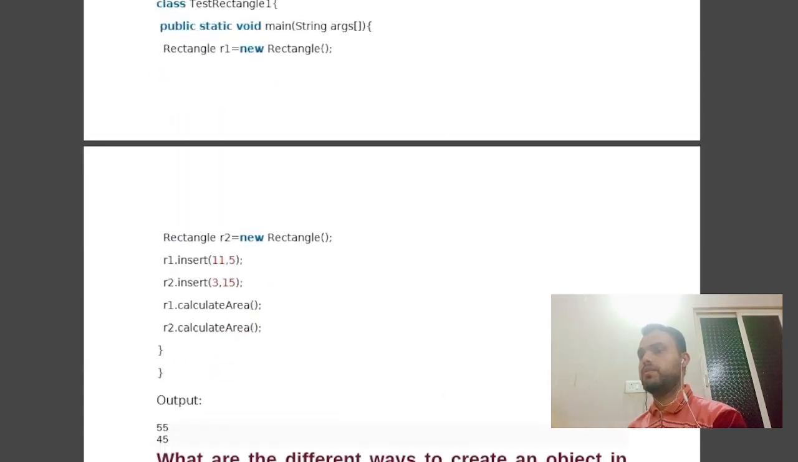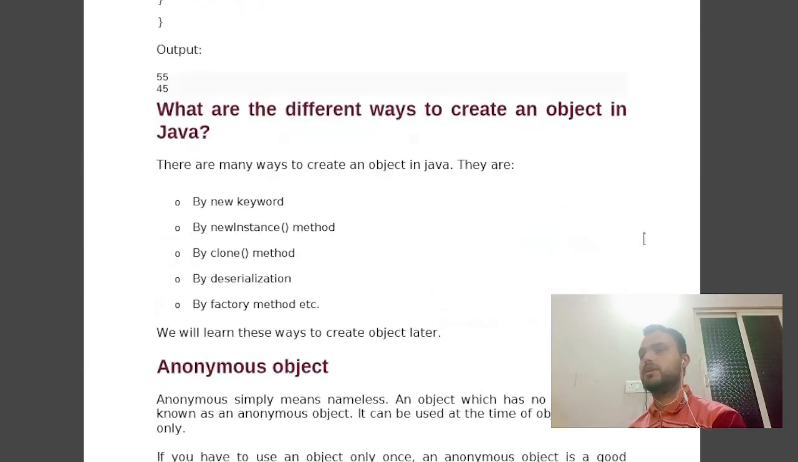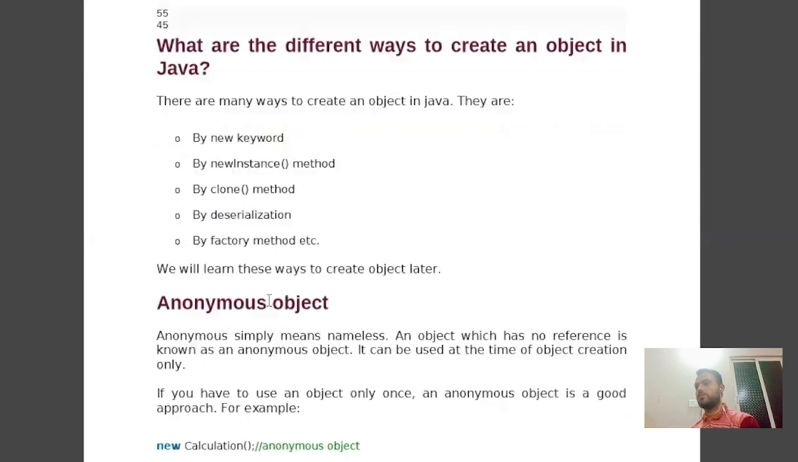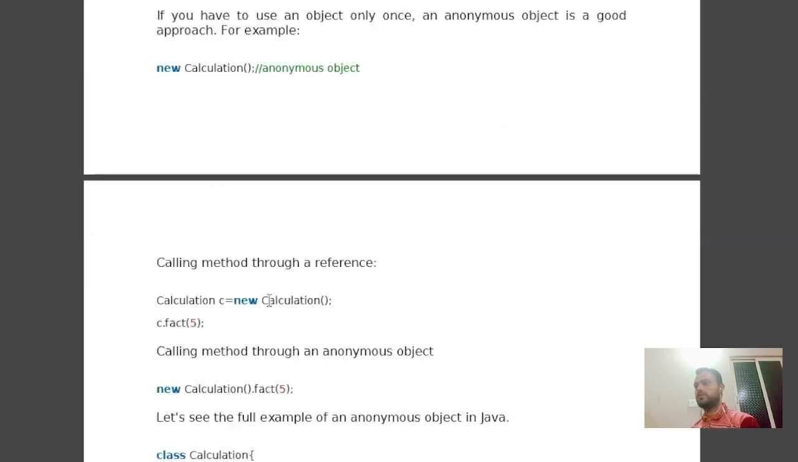What are the different ways to create an object in Java? There are many ways to create an object in Java. First is by using the new keyword, like I've shown, using that class name, then new, you can create the object name. By newInstance method, by clone method, right now you don't need to know, this is the advanced version. We generally use the new keyword. And these last three you don't need to know, these are the advanced things. Anonymous object also not required right now.